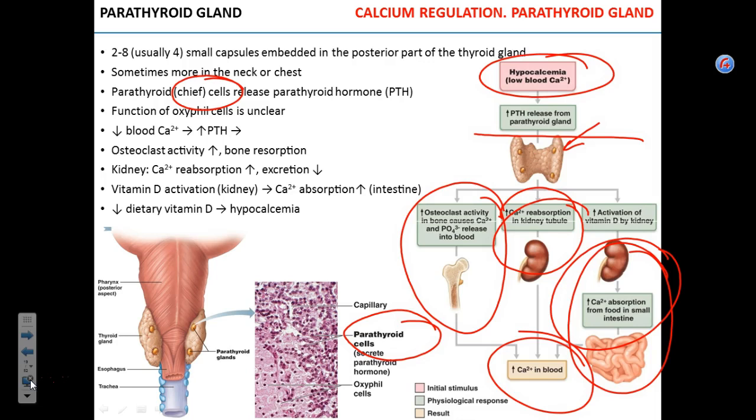So I have 3 main sites. Bones, borrowing; reabsorbing calcium in kidneys, that's spending less; and earning more, getting more calcium from the intestines into the blood. Does that make sense? Perfect.